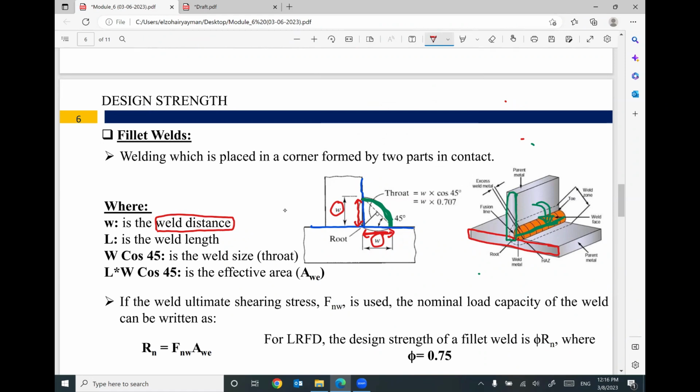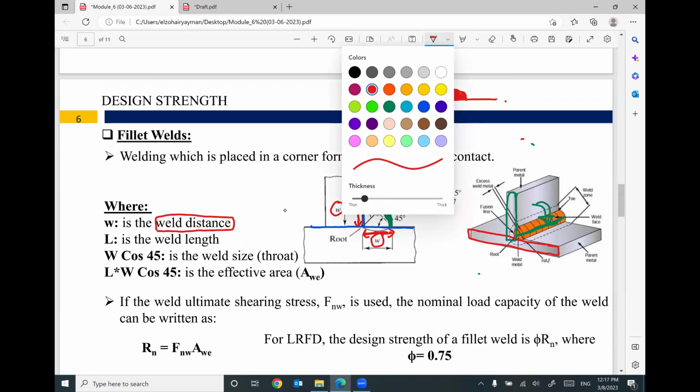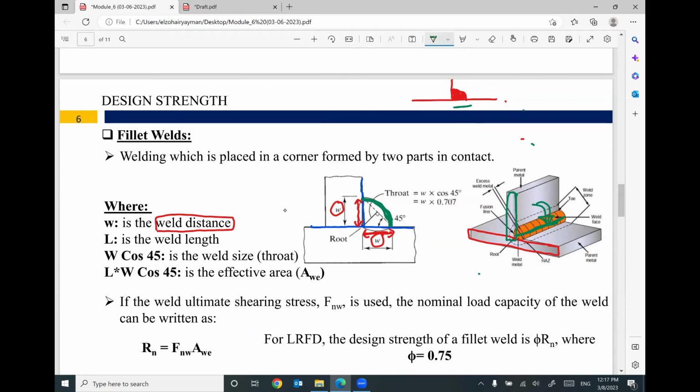Weld distance. If you have this horizontal surface and this vertical surface, you will fill this right angle with welding. That means you will cover this little lens, excuse me, and this little lens. The two lenses are equal, W. This lens or this W is called weld distance.